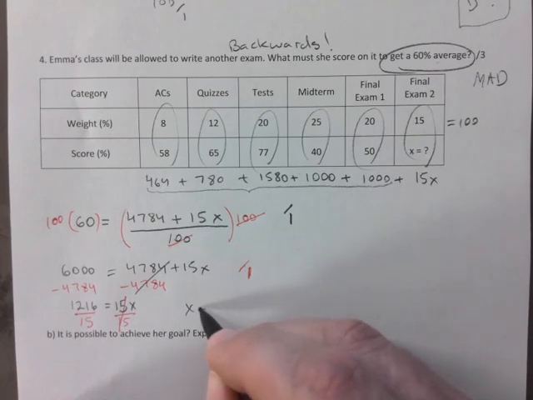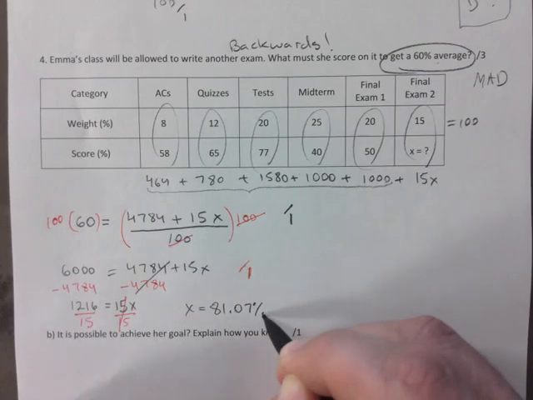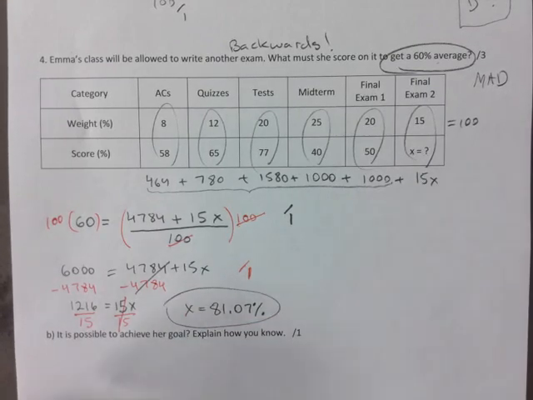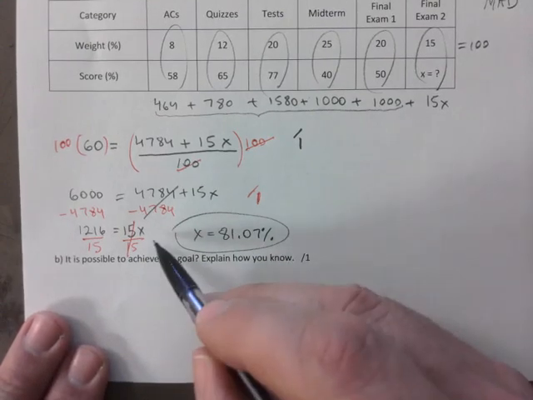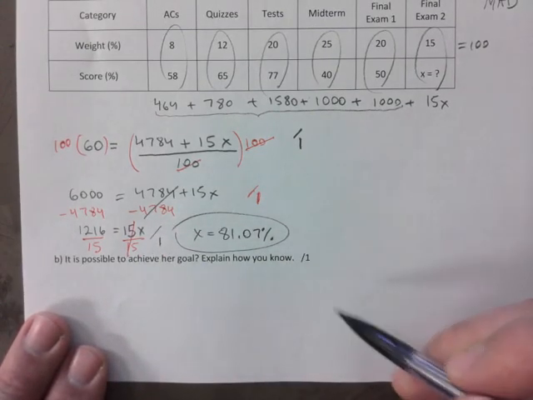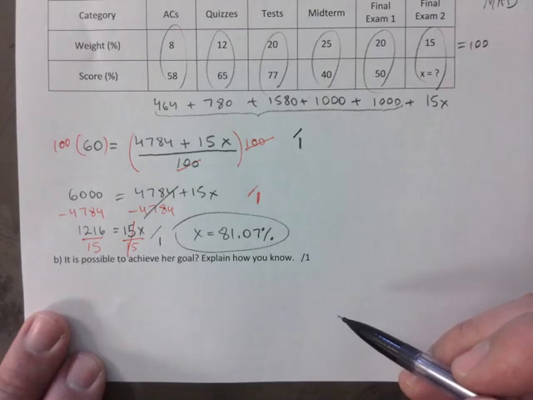So x is equal to 81.07% is what's needed on that final exam to achieve the goal. That's another mark, by the way, like dividing by 15 to get the final is another mark.